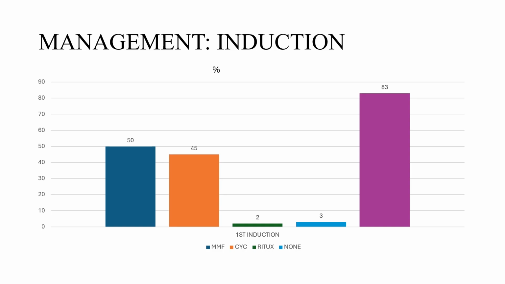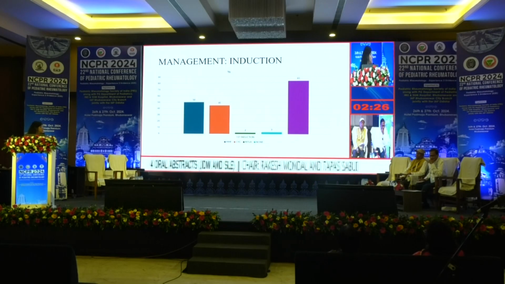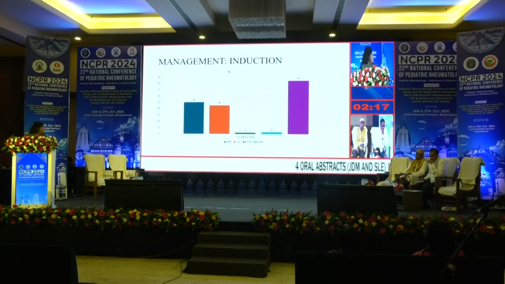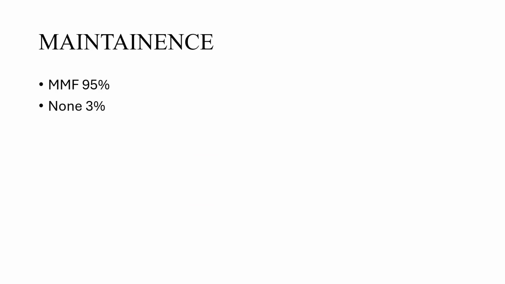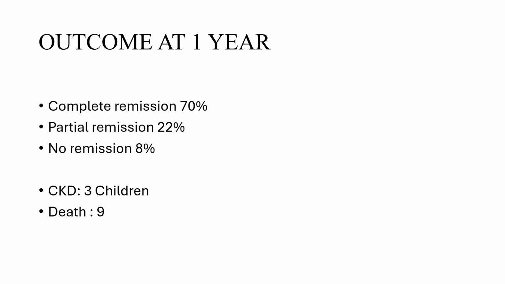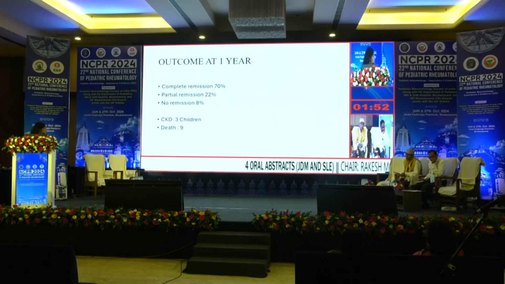For management, 83% had received pulse methylprednisolone, along with around 50% who received first induction with MMF, and another 45% who received first induction with cyclophosphamide. 2 had received rituximab, and 3 did not receive any induction. For maintenance, the majority had received MMF, whereas 3% did not receive any maintenance. The final outcome at 1 year: complete remission was 70%, partial remission was 22%, and no remission was seen in 8% of the patients. There were 3 patients who were in CKD and 9 children we lost.